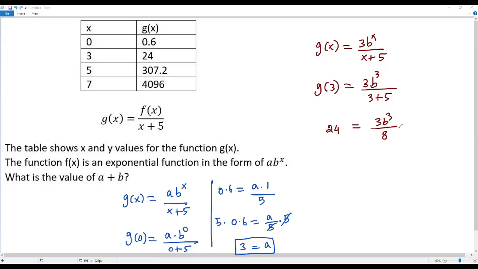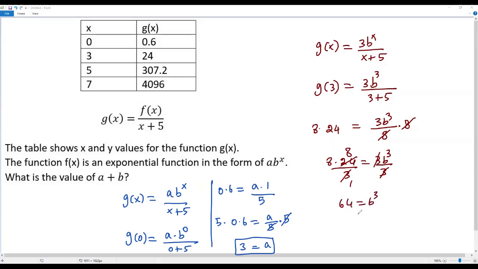Now to solve for b, we have to isolate b. So for that, I multiply both sides by 8. When I do so, this 8 will cancel. I'm getting 8 times 24 equals 3 times b cube. Let me divide both sides by 3. Then this 3 will cancel. 3 goes into 3 one time, and 3 goes into 24 8 times. So 8 times 8 is 64 equals b cube.